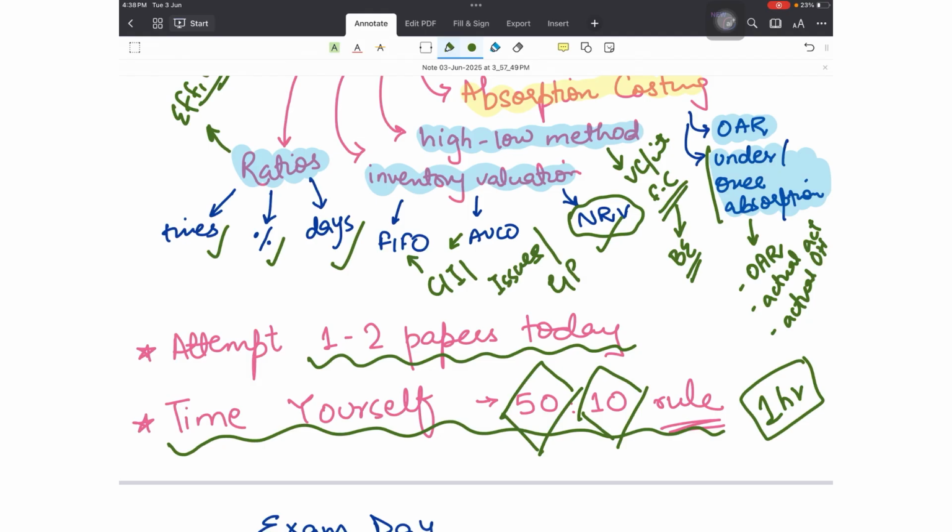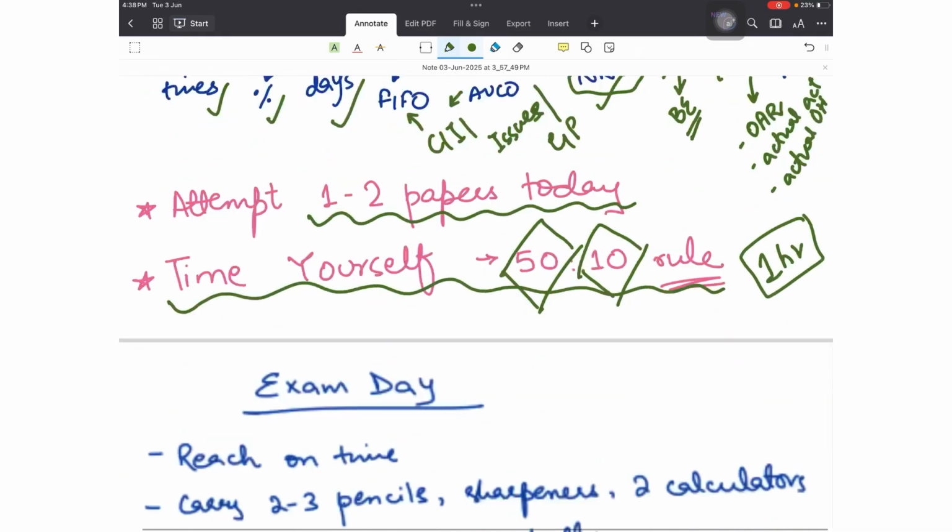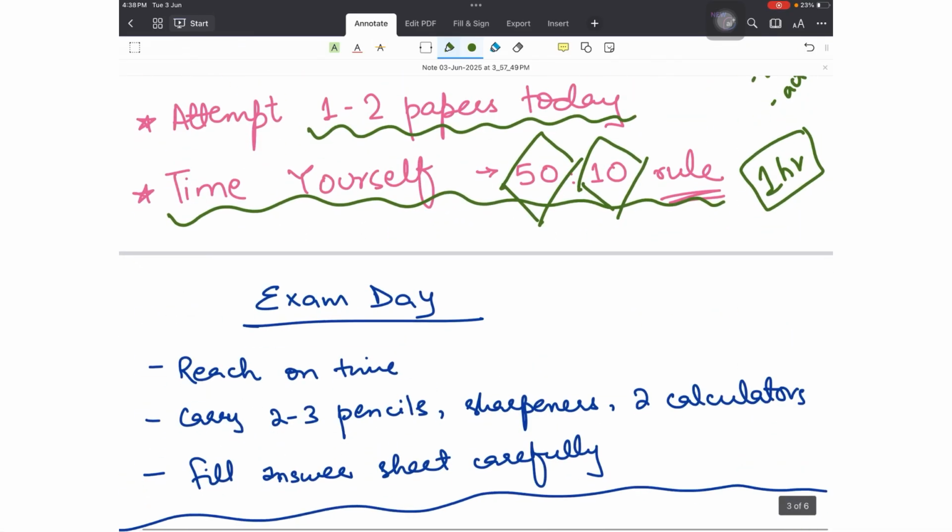Right? So in 50 minutes, just attempt the paper. All the questions, all 30 MCQs should be attempted in the first 50 minutes. Then, this is all about a day before the exam, not what you need to do on the day of the exam.